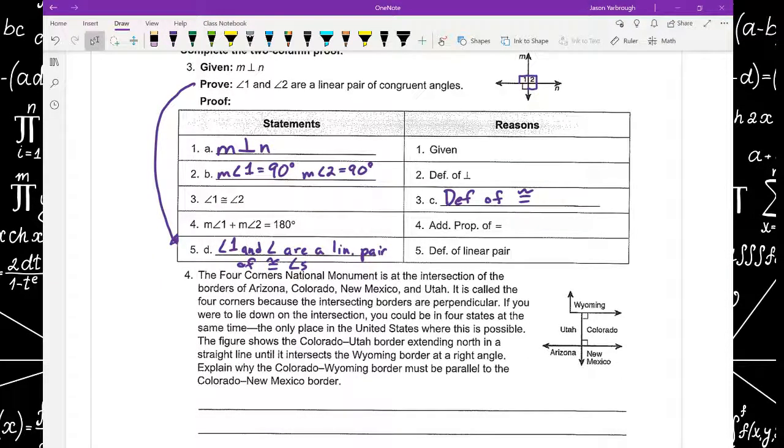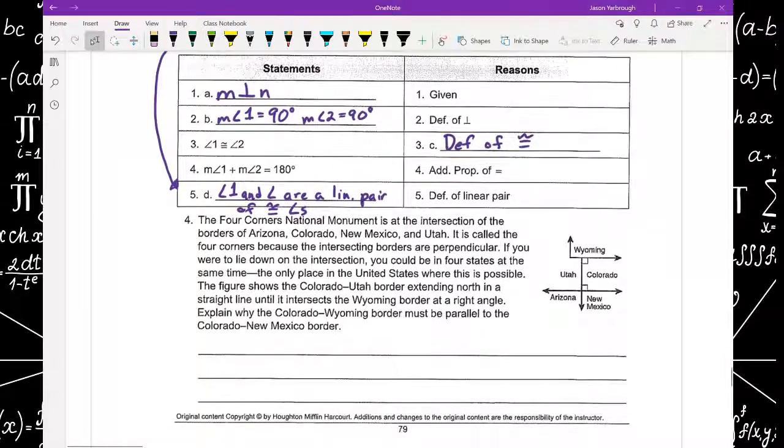Now let's look quickly at number 4. It says the Four Corners National Monument is at the intersection of the borders of Arizona, Colorado, New Mexico, and Utah. It is called the Four Corners because the intersecting borders are perpendicular. If you were to lie down on the intersection, you could be in 4 states at the same time. The only place in the United States where this is possible. So that's the Four Corners. The figure shows the Colorado-Utah border extending north in a straight line until it intersects with the Wyoming border at a right angle.